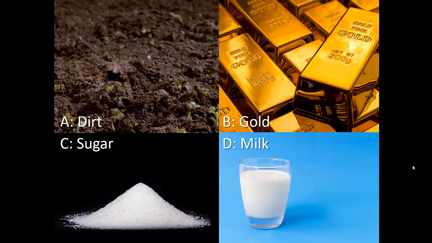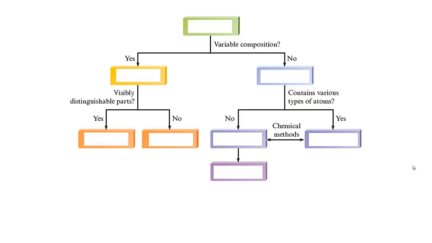So the first one, with dirt, you can see there's plants growing in it. It's got some particles in it. It probably has things that are really granular, but then other big chunks of maybe some decomposing material. So with dirt, we have to ask ourselves, it is matter. It is a mixture. And does it have visibly distinguishable parts? Yes, we can see stuff growing in it. So it's heterogeneous.